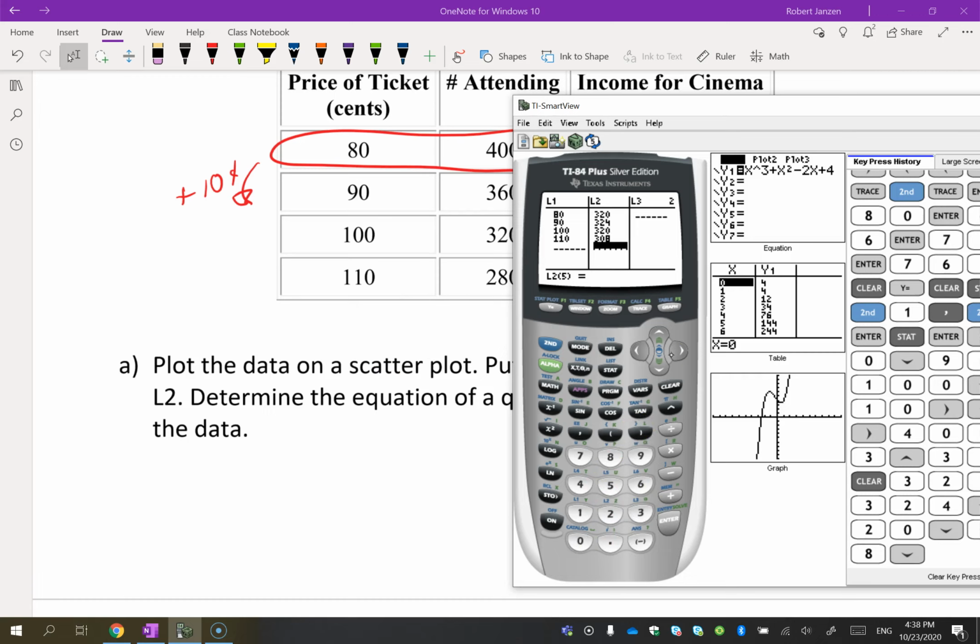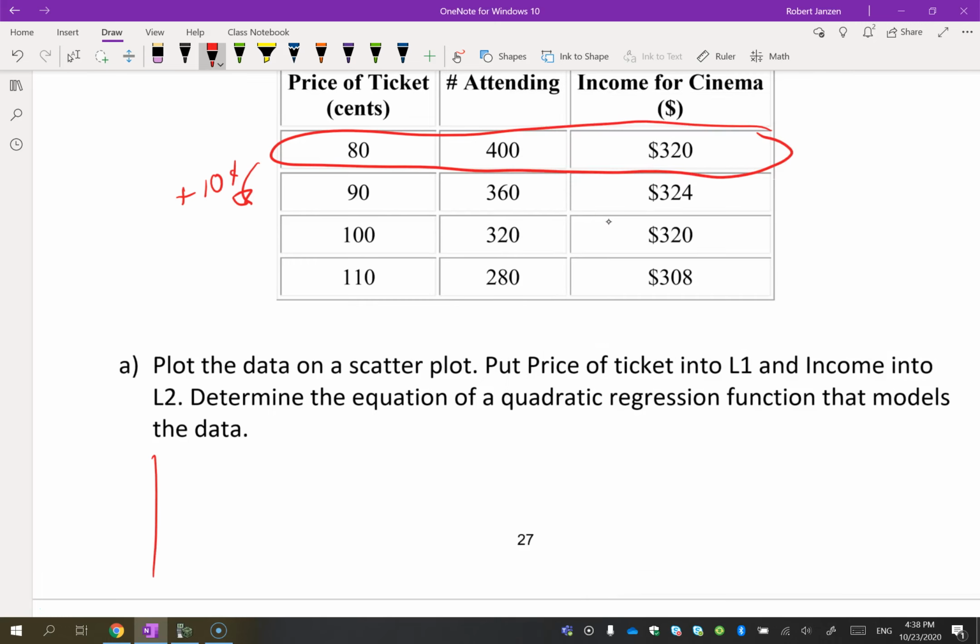Just to remember all my steps here, if I go zoom 9, that will give me a scatter plot. Now if you look at that, you can see that that looks like a parabolic shape, right? I'm going to just quickly draw that here. I've got something like this. So you could see that this is probably this sort of a shape.